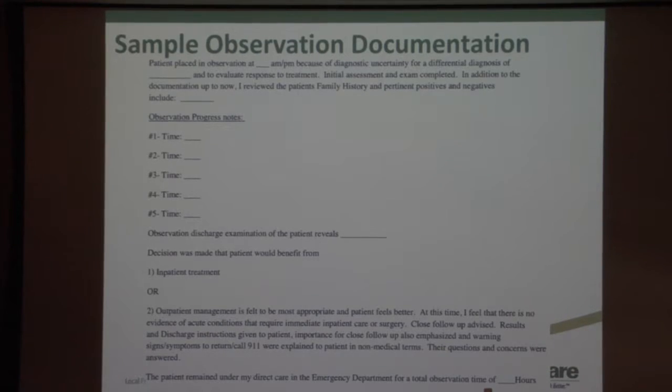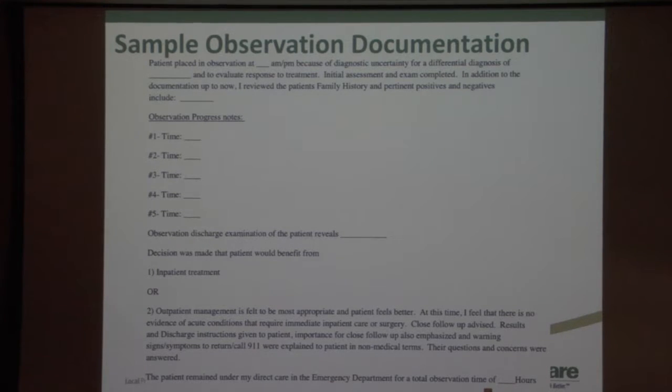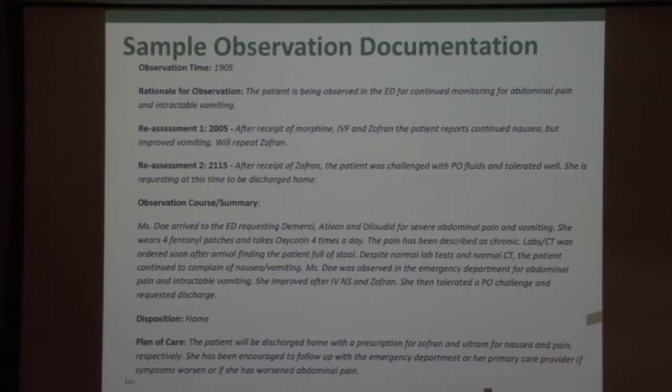Okay, next slide. This is the framework of a macro: patient placed in observation at such and such time. For uncertainty, you tell what you're evaluating, with abdominal pain, dehydration, chest pain, one-time reassessment. We want 3. This one has 5, which is not necessary. 3 is our threshold that we work with. Discharge examination reveals abdomen non-tender. Decision was made to discharge the patient, follow up with their PMD. So you would build a macro which addressed all of those things.